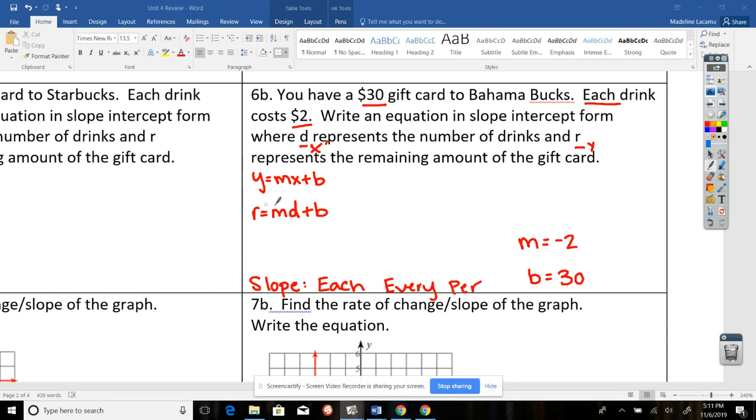So now all we have to do is plug it in to this formula right here. So our end equation will be R equals, instead of M, we have -2. Then we have D. And then our B value is a +30, so +30. So this is the equation.